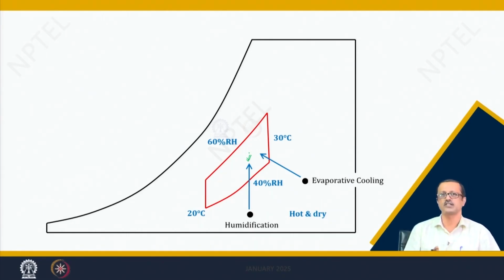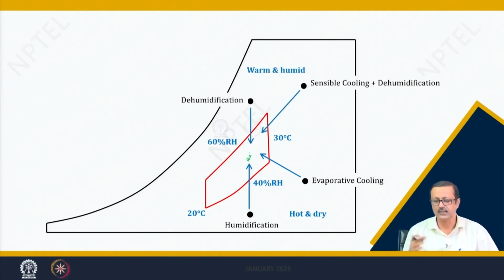The first one is the upward push, that means there is no change of DBT. So, it is a kind of humidification, with no cooling or heating, so sensible loss or sensible gain will not be there. But in the second case, it is a slanting push. So, it will have both a sensible cooling component and a humidification component.